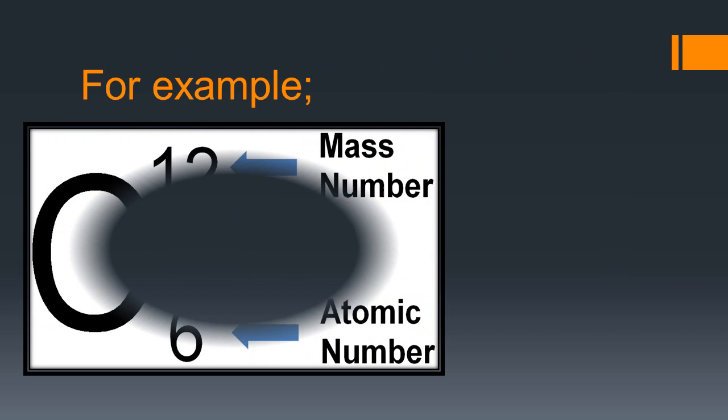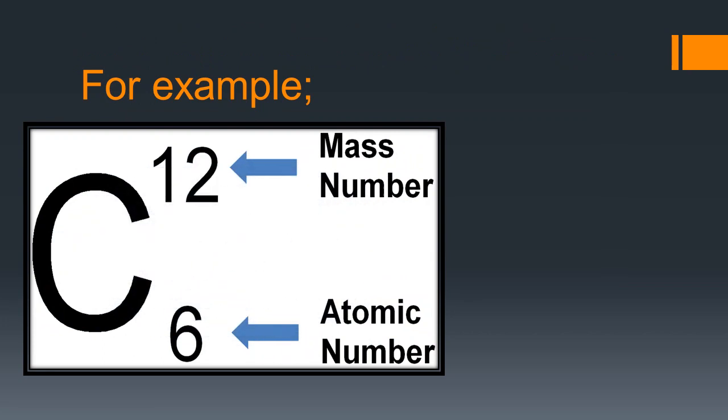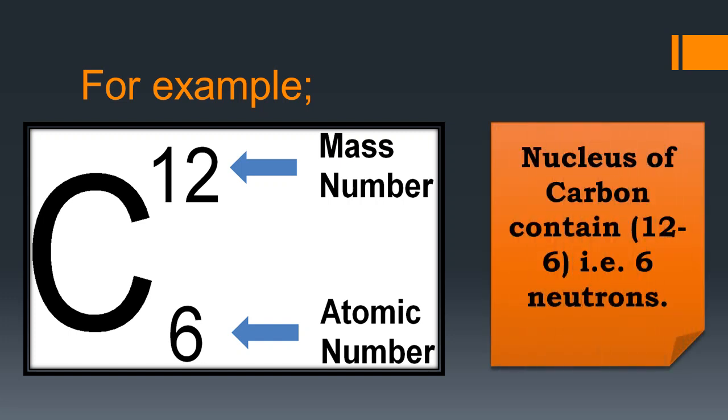For example, the conventional symbol carbon C 6 12 means that the atomic number, that is the proton number of carbon, is 6 and the mass number of carbon is 12. You can see this in the picture as well. From this, it is also learned that the nucleus of carbon contains 12 minus 6, that is 6 neutrons. Students, the nucleus of carbon contains 6 neutrons, the atomic number of carbon is 6 and the mass number is 12.